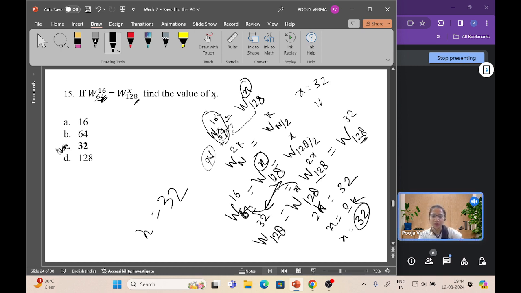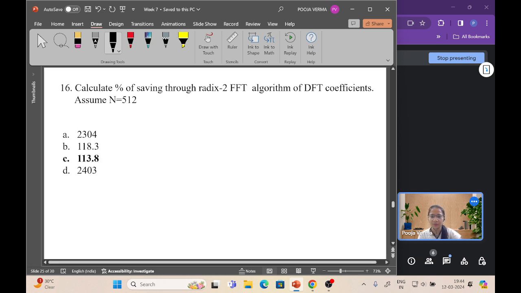Okay. So moving to the next question. Calculate the percentage of saving through Radix-2 FFT algorithm of DFT coefficients, assuming n is equal to 512. So here n is given 512.